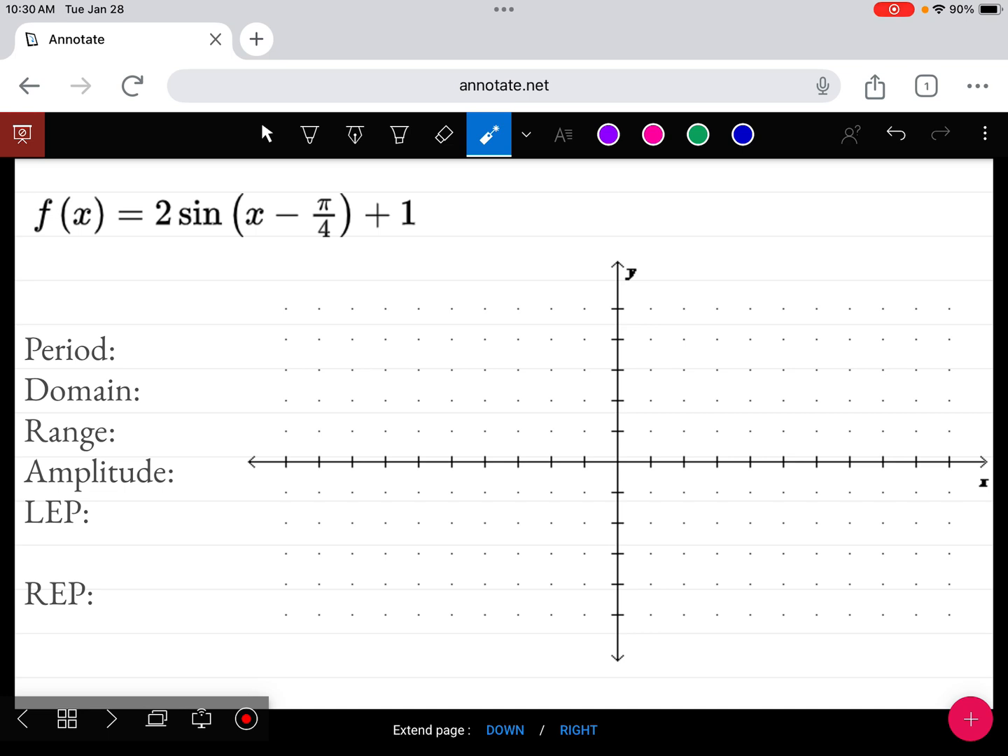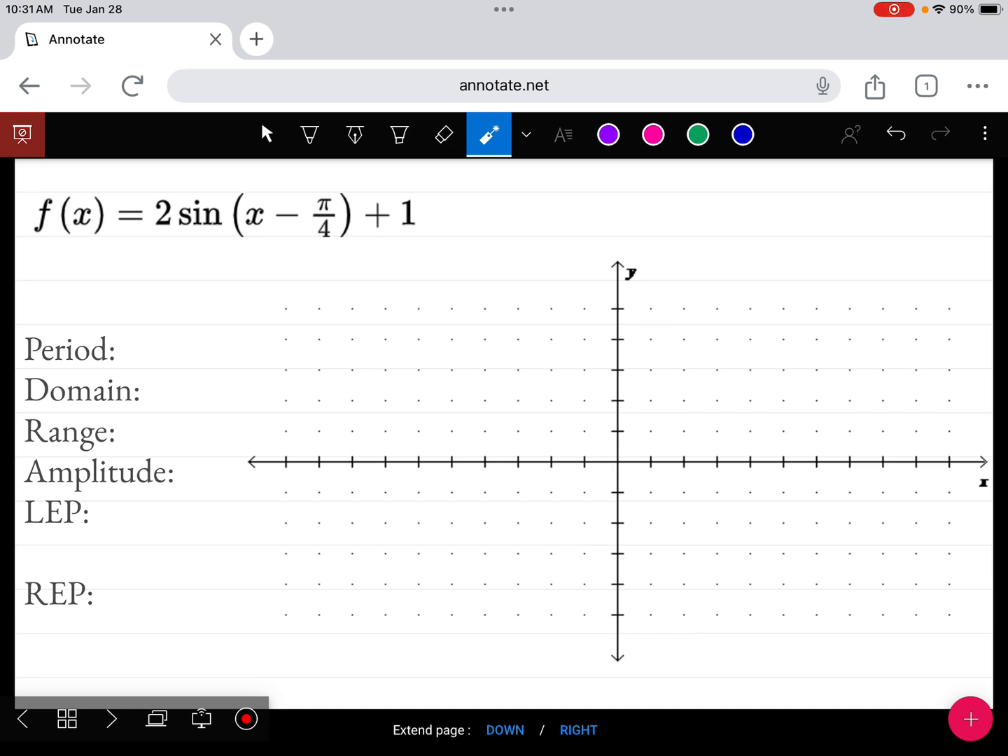It's got a few other things in it. It's not just one thing. Always practice more than one thing at a time. We've got 2 sine of the quantity x minus pi over 4 plus 1. And it's going to feel a little bit backwards, because what we're going to actually do, our very, very first thing, is the K transformation.